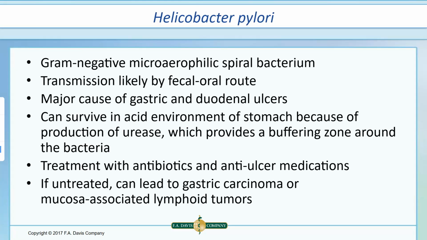And then the Helicobacter pylori test. So this is a gram-negative microaerophilic spiral bacterium. Transmission is likely by fecal-oral route, major cause of gastric and duodenal ulcers. It can survive in the acid environment of the stomach because of the production of urease, which provides a buffering zone around the bacteria. Treatment with antibiotics and anti-ulcer medications are necessary, but if left untreated, it can lead to gastric carcinoma or mucosal-associated lymphoid tumors.